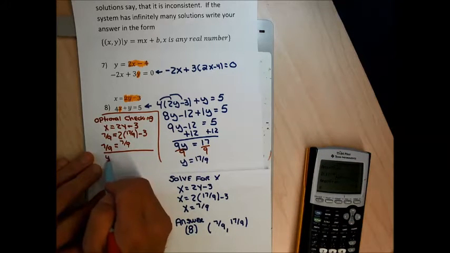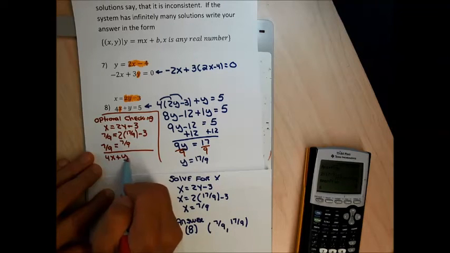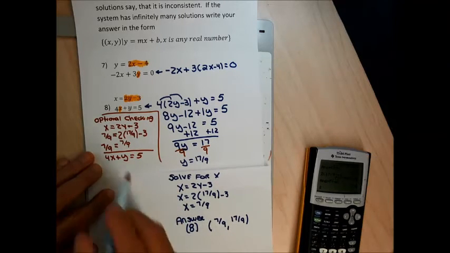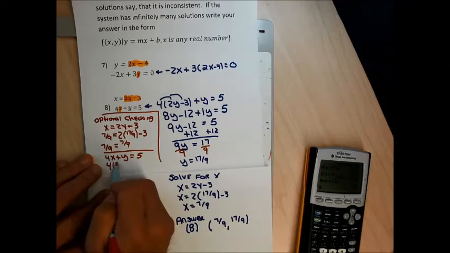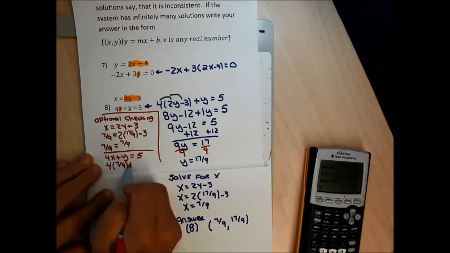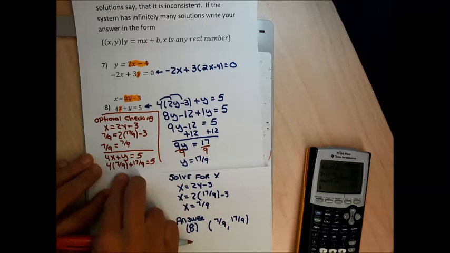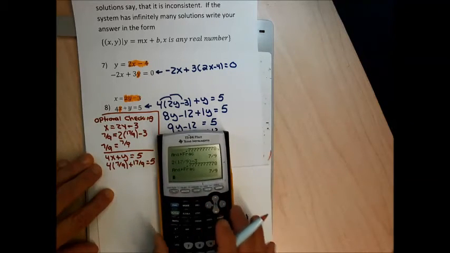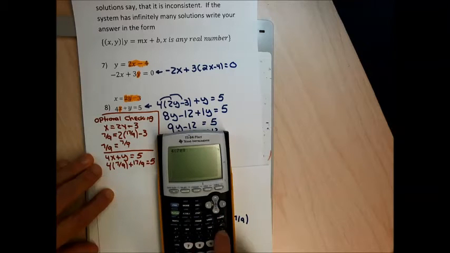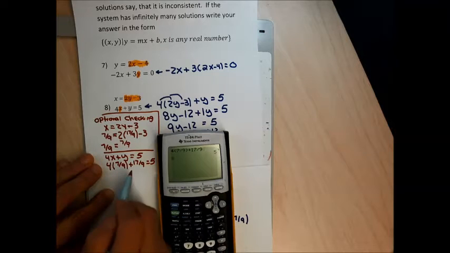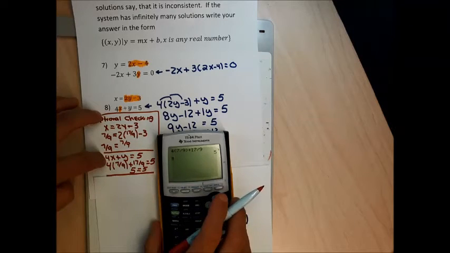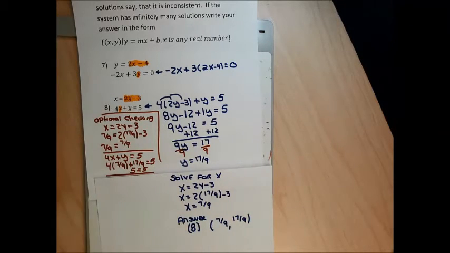Now I'll go down to the bottom equation, 4x plus y equal to 5, and in for x, I'm going to plug 7/9. In for y, I'm going to plug 17/9. And I'm only going to simplify the left side because the right side's already 5. So now I'm going to go 4 times 7 divided by 9 plus 17 divided by 9, and I better get 5, and I do. So I know 100% for certain my answer for number 8 is correct. This is completely optional, the checking, but it's not a bad idea to do.